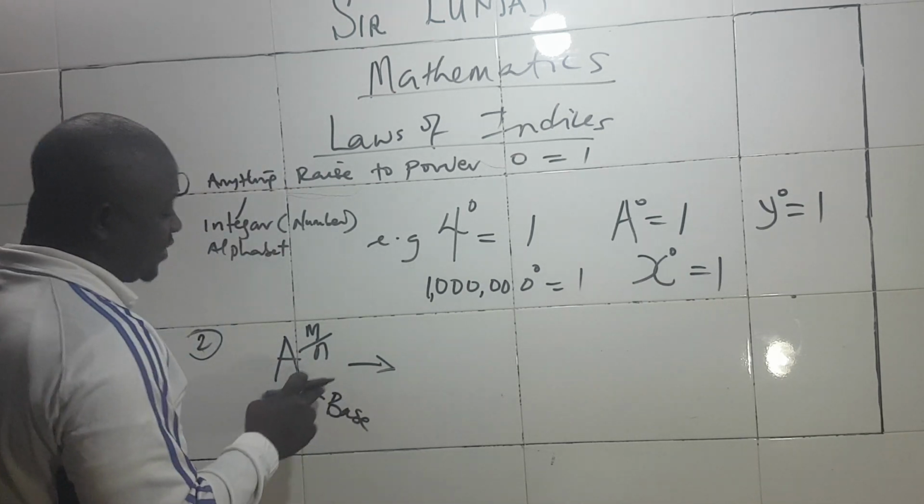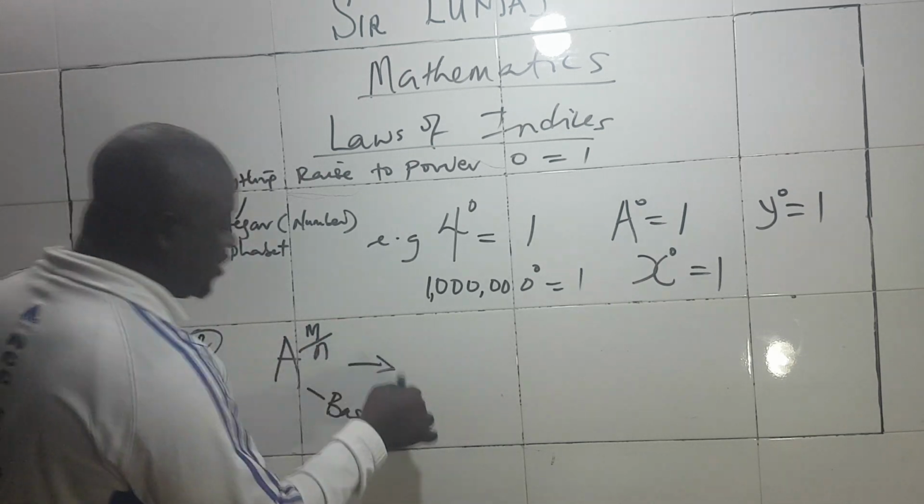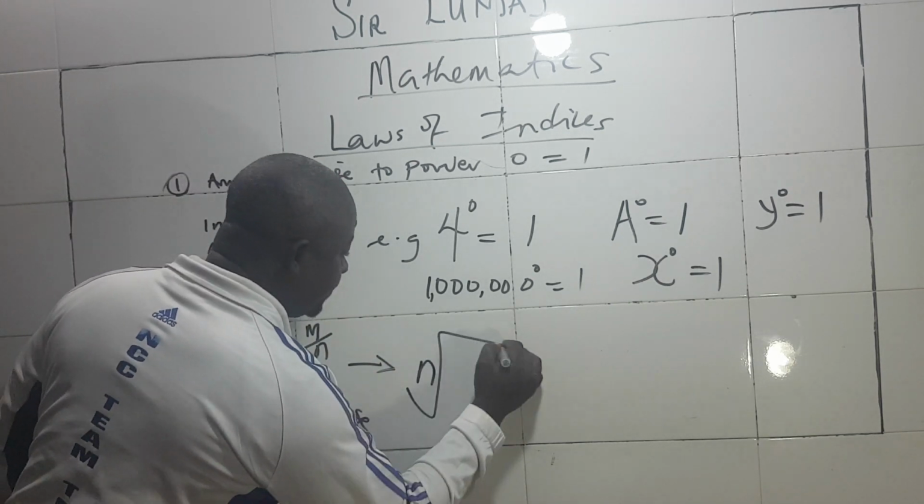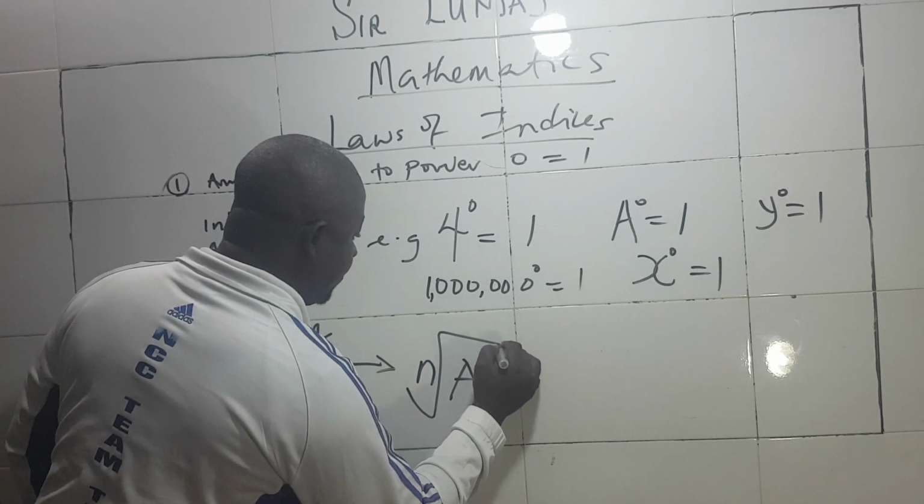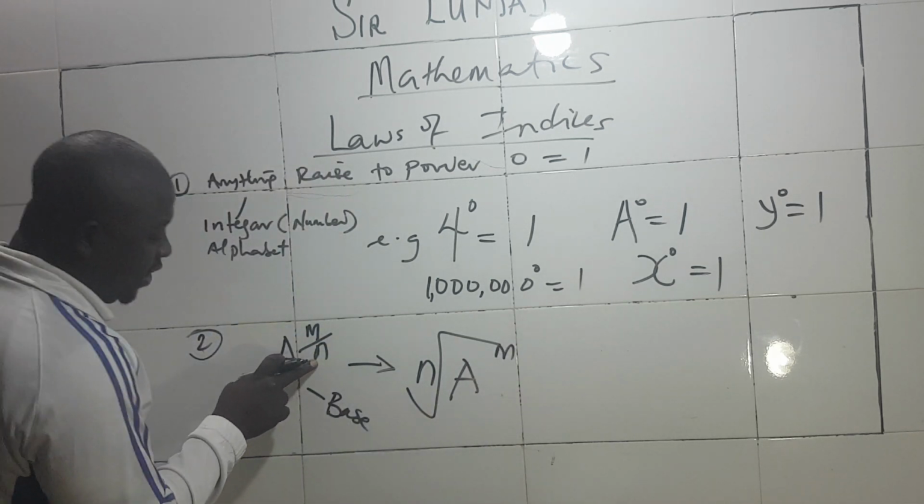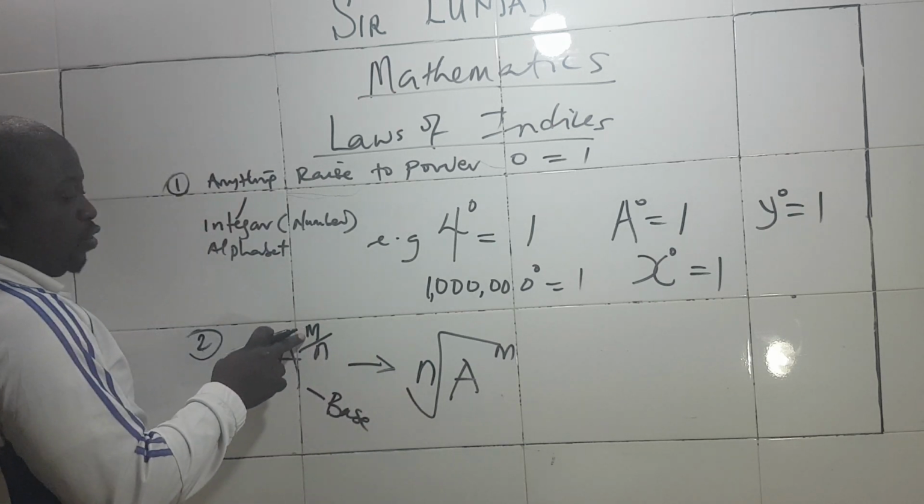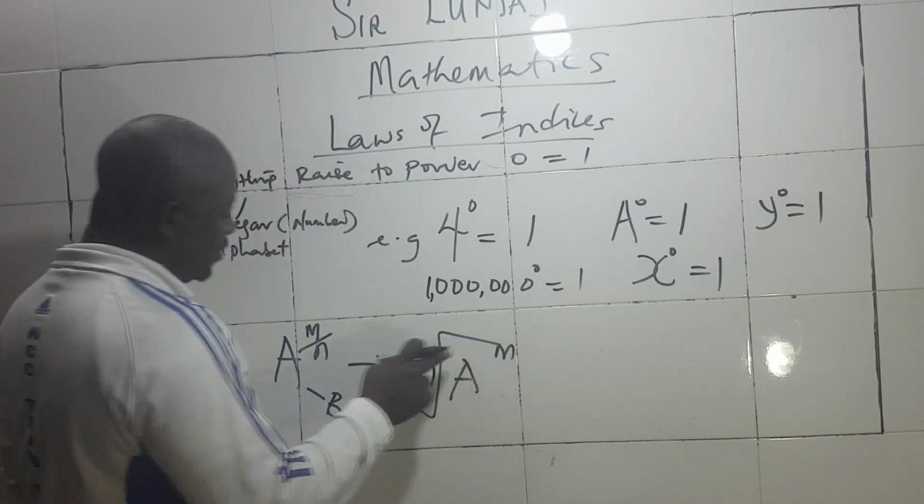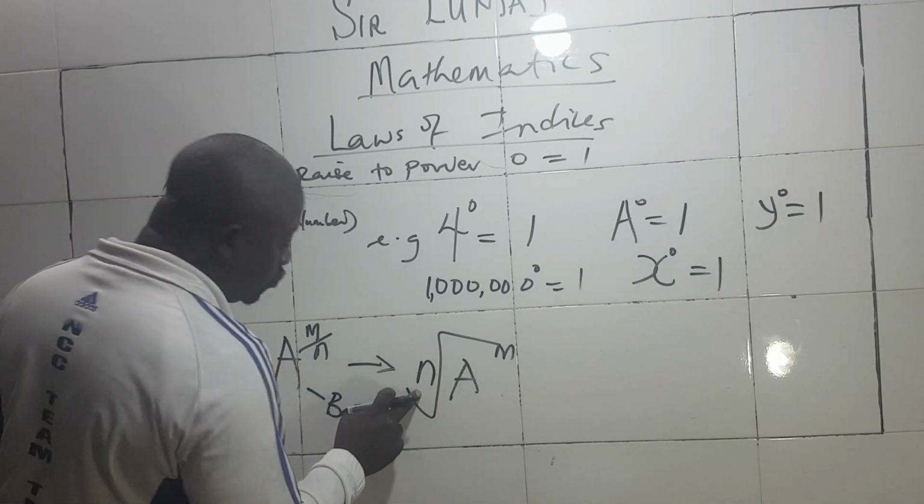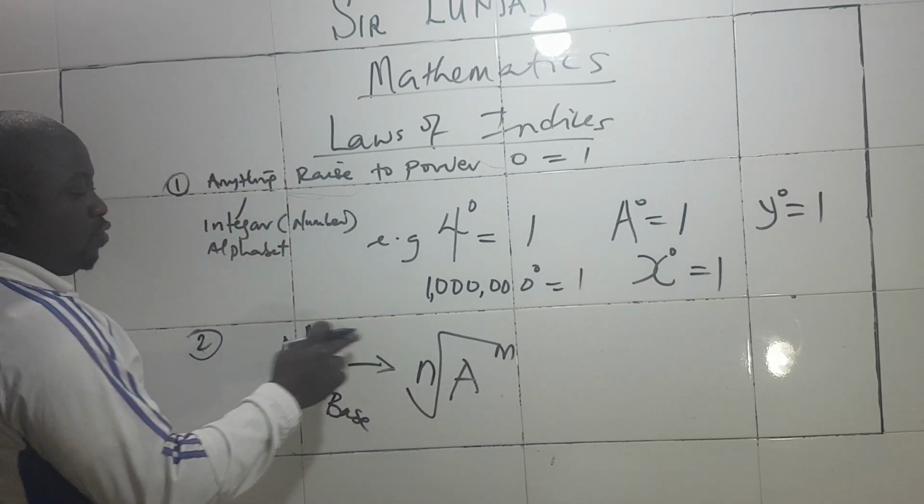The answer to this is the nth root of this base, raised to the power. So the denominator will be the root, while the numerator will be the power. I repeat, the denominator will be the root, while the numerator will be the power.